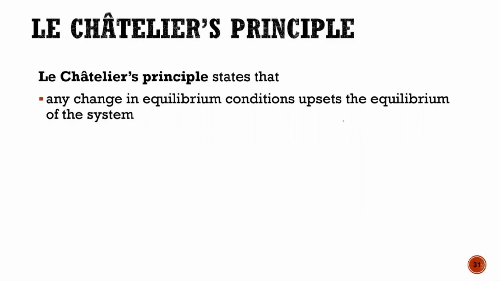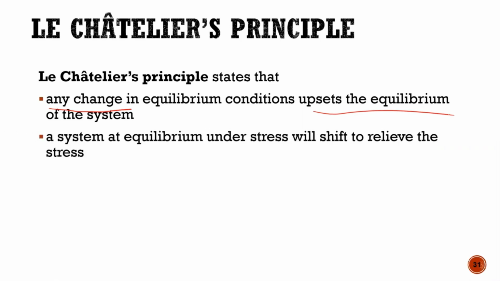So Le Chatelier's principle states that if I have a state of equilibrium where the forward and reverse reaction rates are the same, and there's a change in conditions, that's going to upset the balance. So a system under some stress is going to shift to relieve that stress.